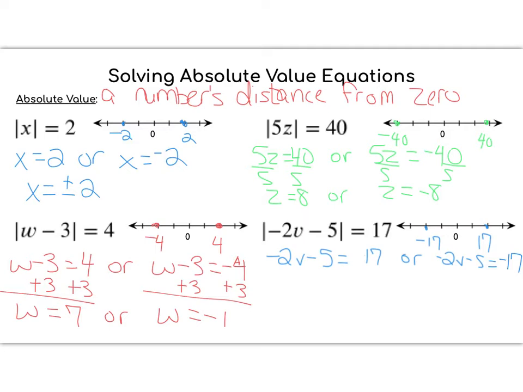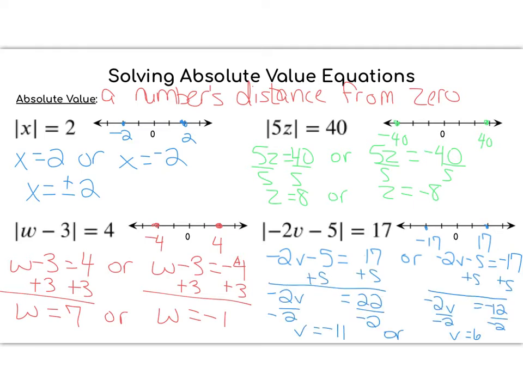Okay, so you solve negative 2v minus 5 equals 17 and solve negative 2v minus 5 equals negative 17 and tell me what your two values of v can be. I got v equals negative 11 or v equals 6. So my two solutions are negative 11 and 6. Absolute value equations most often have two solutions.